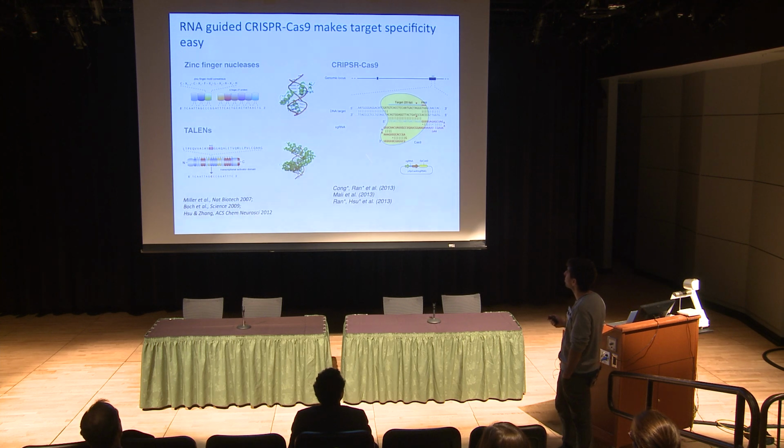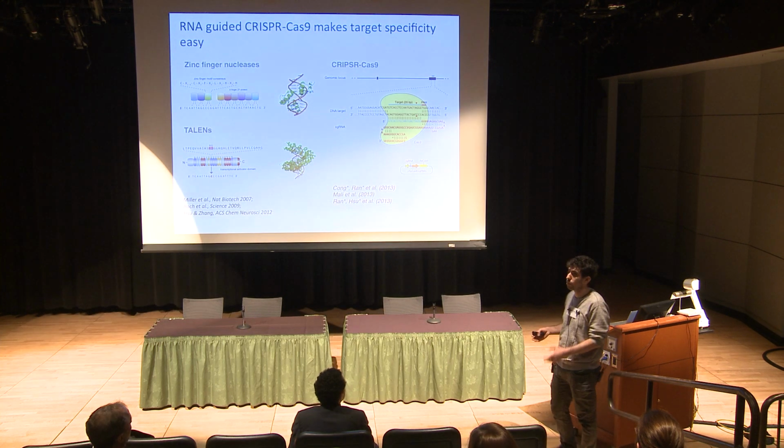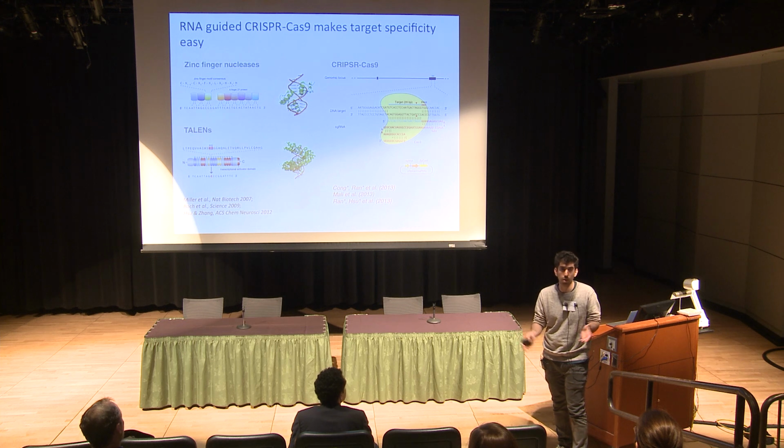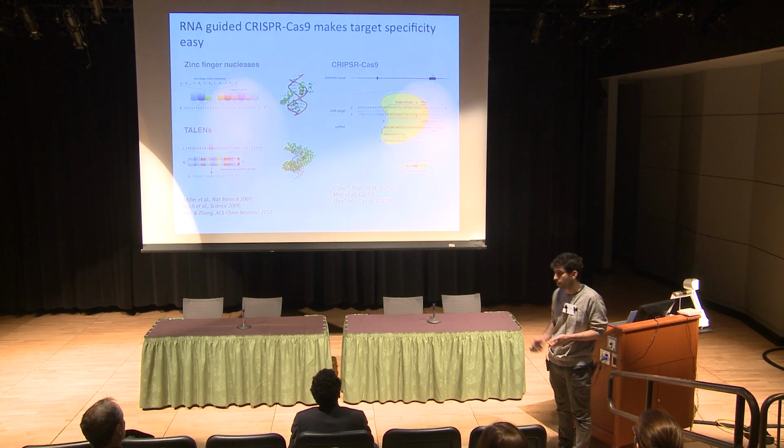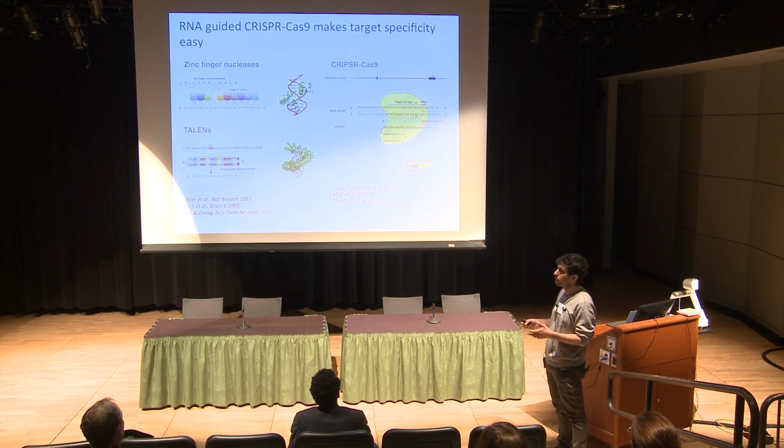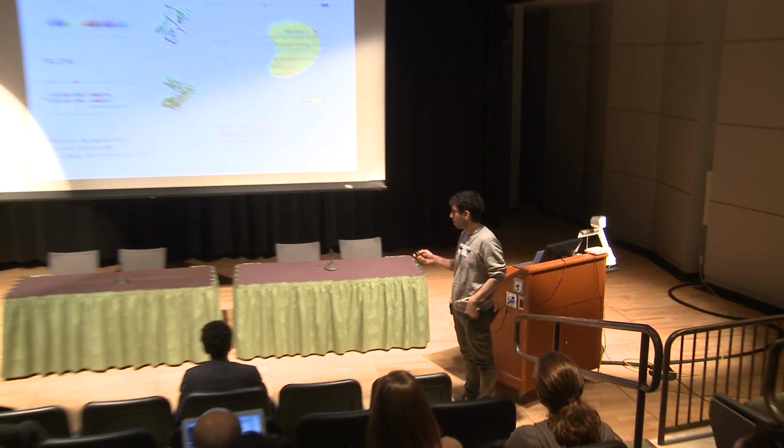But with CRISPR, all I need to do is synthesize a new sgRNA, or in this case, because we put everything in a plasmid, you just need to synthesize a short oligo, clone it in the plasmid, and you have a new plasmid that targets a different location in the genome. And that really opens the possibility to do a genome-wide modification.